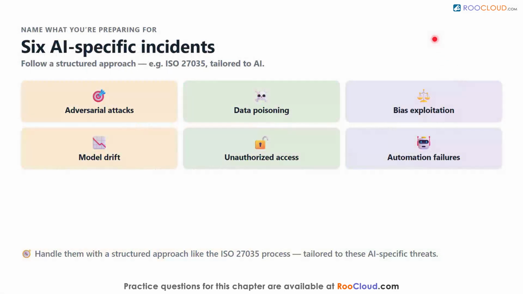It helps to name the AI-specific incidents you are preparing for. Adversarial attacks tweak the input to fool a model into a wrong decision. Data poisoning slips harmful or biased data into the training set to corrupt outputs. Bias exploitation abuses a model's built-in bias to produce unfair results. Model drift is the slow decay of accuracy as the world changes. Unauthorized access means breaking in to manipulate the system or steal information. And automation failures are errors in AI-driven automation that lead to wrong or dangerous outcomes.